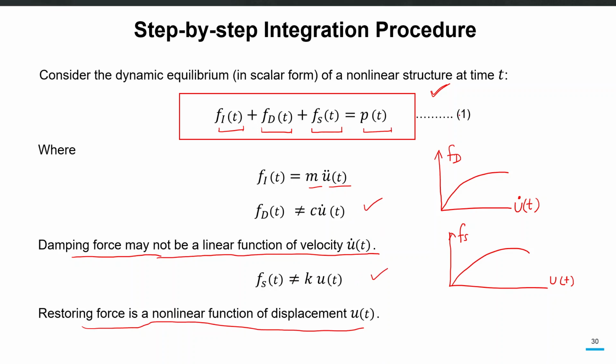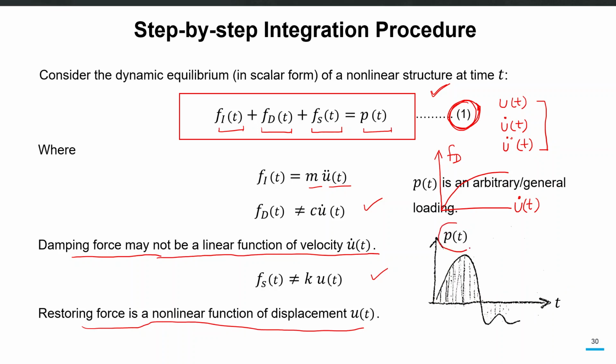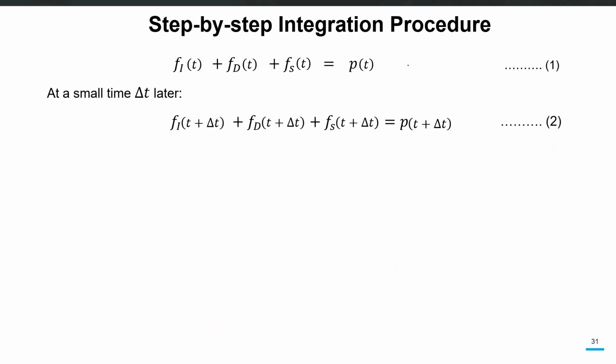So our target is to solve this equation 1 for a structure like this, and our main unknowns are u of t, u dot of t and u double dot of t. These three are our main unknowns in this equation. The applied dynamic force P of t is also general. It may not follow any trend. So this is a general dynamic loading P of t, which is known or numerically defined for our case, and we have to solve for u of t, u dot of t and u double dot of t. So this is the governing equation at any time instant t.